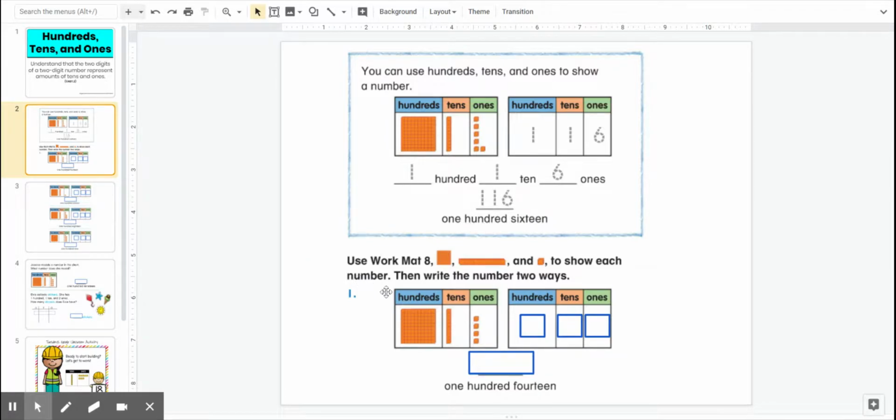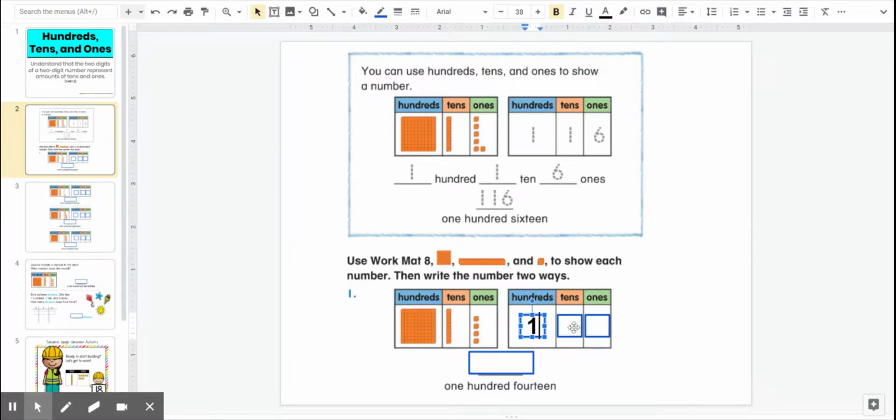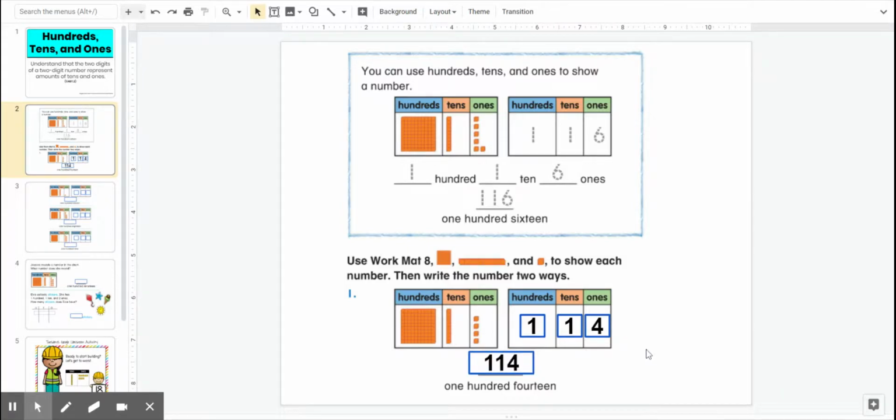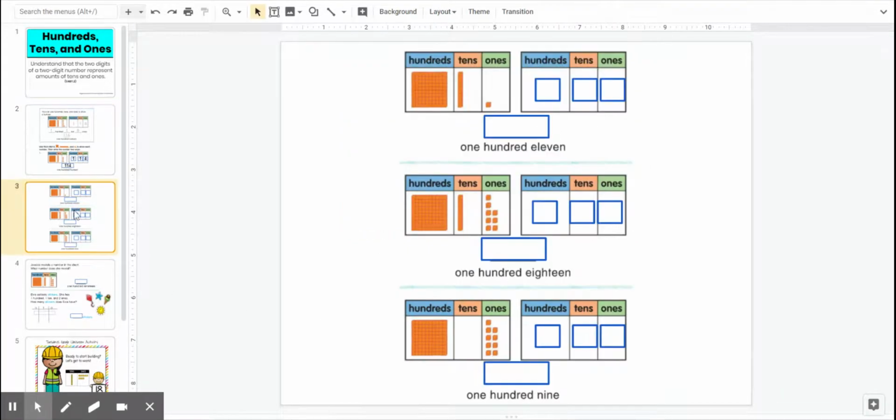Let's try one together. So we have 100, 10, and 4 little ones. So over here, I'm going to type. I have 1 hundred, 1 ten stick, and 4 little ones. That number altogether is 114. See? All right, let's practice a couple more.